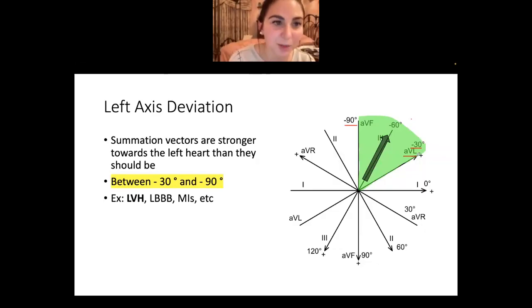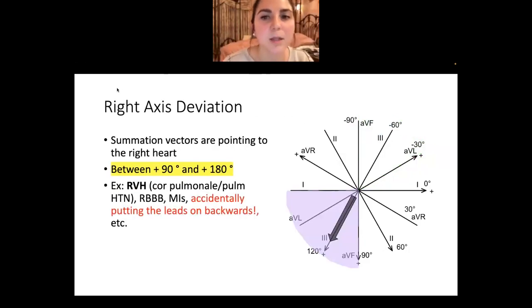If you have a left bundle branch block, the heart's almost like, no, we need it to go through the left bundle branch, so it's trying extra hard to send signals through it. If you have an MI, same thing. It's like what we were talking about earlier. It's almost like it's overcompensating for having this MI. So that's a left axis deviation.